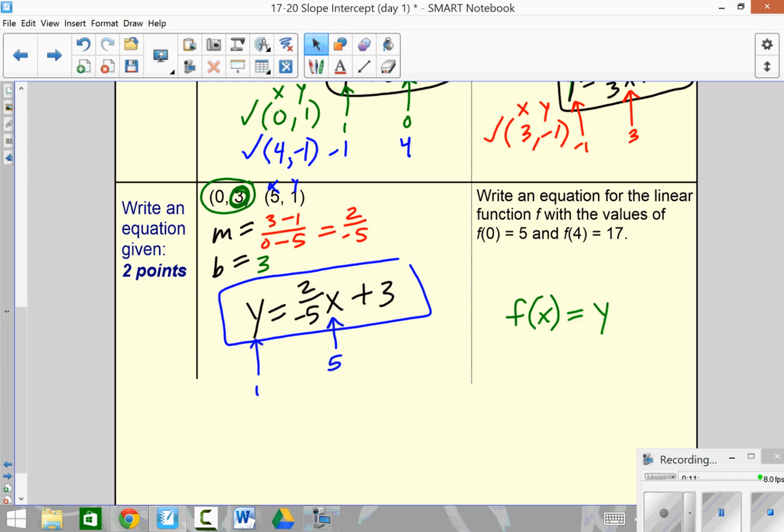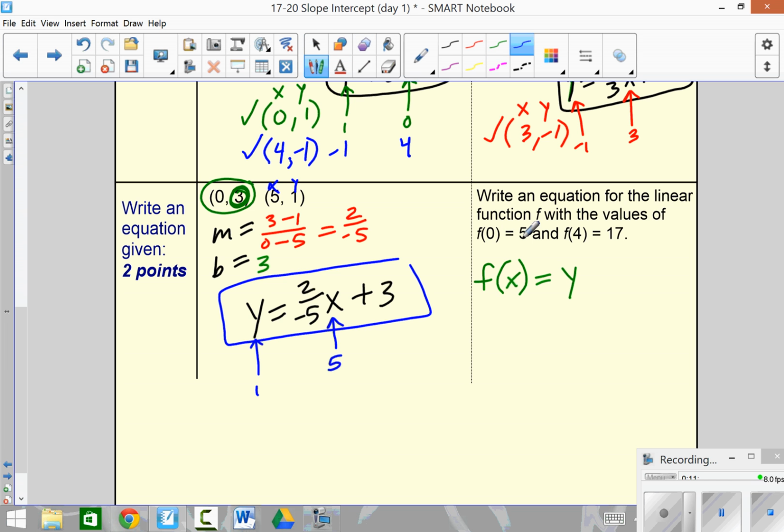So understanding this part right here, if we look here, we have f of 0 equals 5. So I know that the number inside the parentheses by the function's name f is my x, and the 5 equals the y. In this one, I have my x is 4, and my 17 is the y. So in other words, I have two ordered pairs here. The first ordered pair is 0, 5, and my other ordered pair is 4, 17. And now I have a problem that looks exactly like the one that we just did. It's just worded in function notation language.